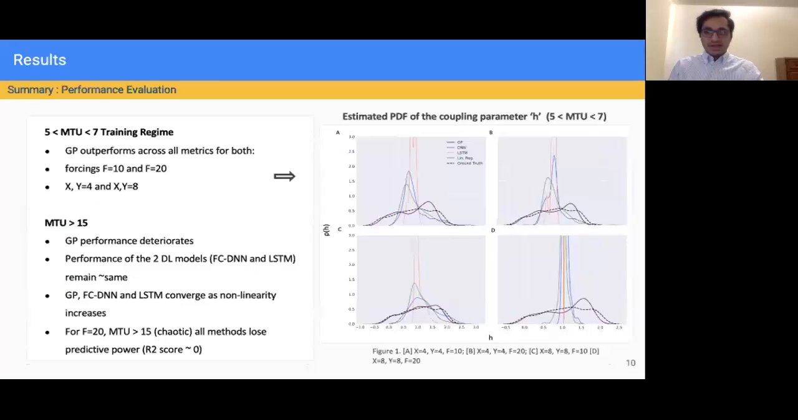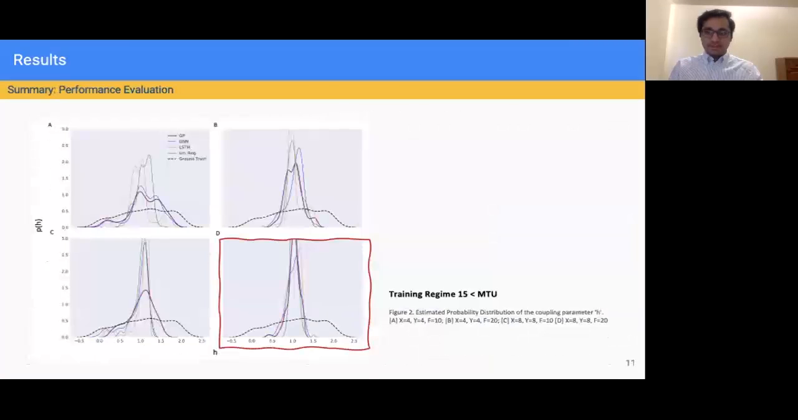Using Gaussian processes and other baseline methods, we first estimate the probability distribution of the parameter h. Broadly, we observe that GPs outperform other methods when the training data is generated from the less nonlinear temporal regime. However, as the temporal variability in the training data increases, the performance of Gaussian processes declines and converges with that of the fully connected neural network. For the extreme case of large forcing combined with nonlinear training regime, all methods seem to lose their predictive power, as can be seen in the plot in red box.